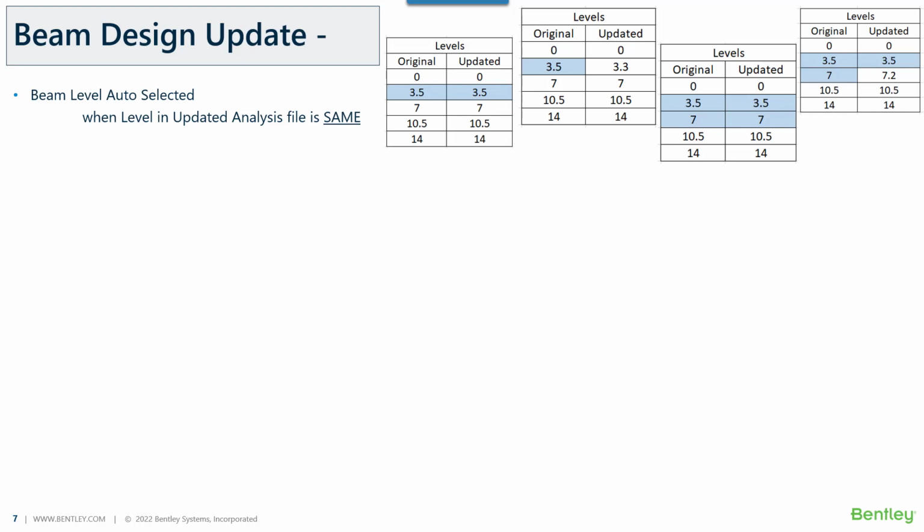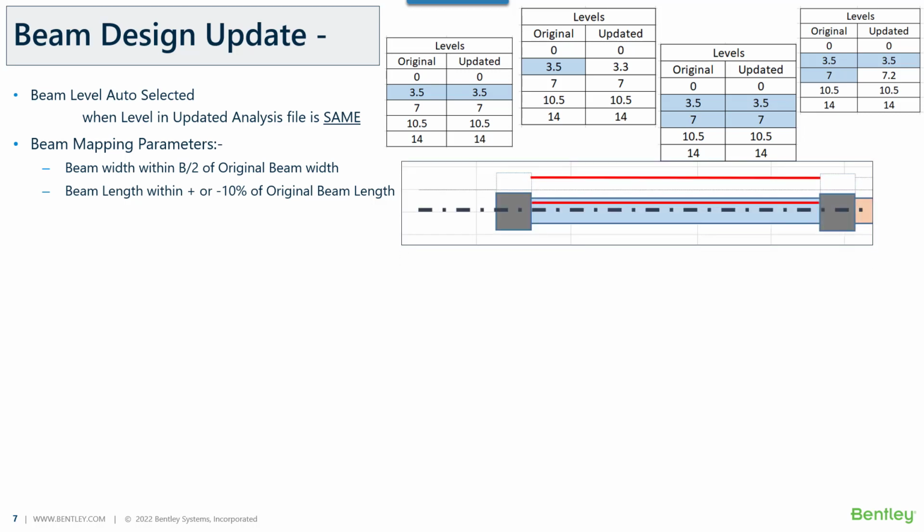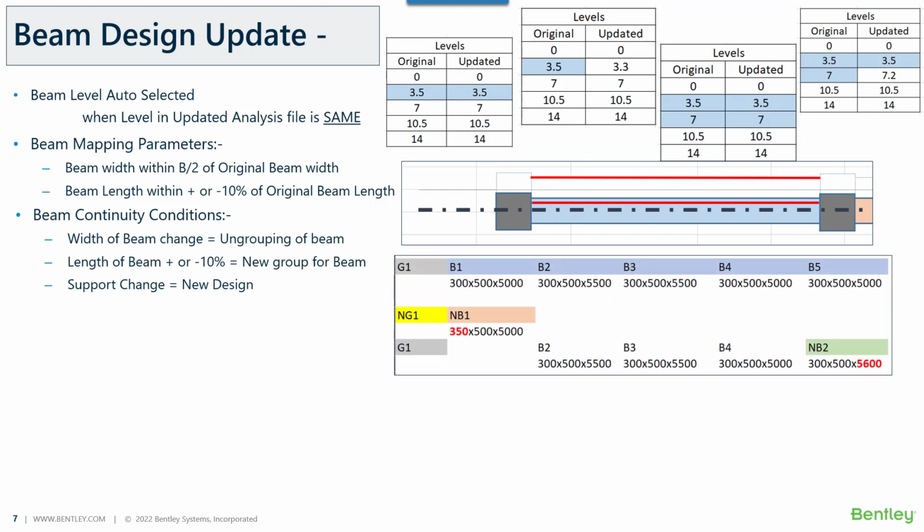The beam mapping parameters we have already seen: a beam will be the same beam if it lies within the width of the original beam. Then we have some continuity conditions. Say a group of beams consisted of beams B1 to B5 which had the same width. And in the updated file, we have B1 whose width has changed. So B1 will now be a new beam and it will also be ungrouped from my existing group. As the width changes, the group changes.